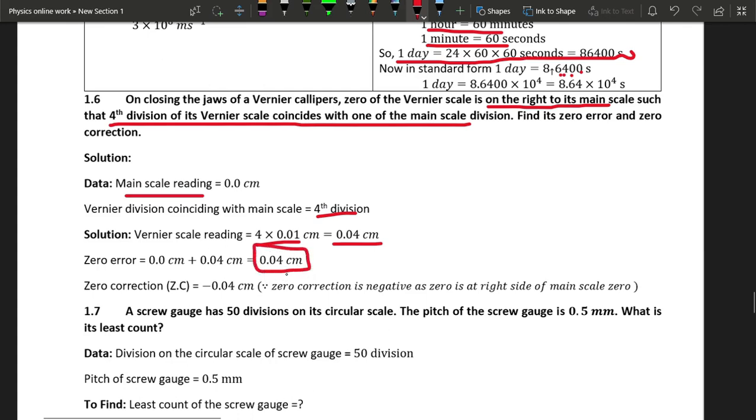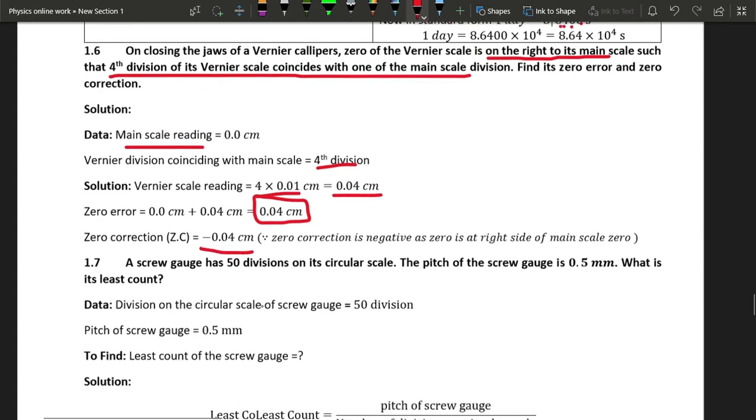Okay. Now, as we know that if 0 is on the right side of the main scale, it means that zero error is positive, and we know that when zero error is positive, then its correction is negative. So remember this point. When zero error is positive, then its correction will be negative, so zero correction will be minus 0.04 centimeter.